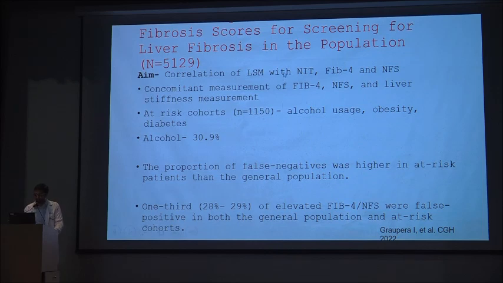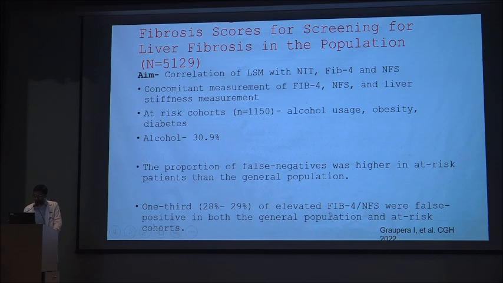This study was based on the correlation of liver stiffness with non-invasive tests, that is FIB4 and NFS. In this study of the general population, they found an intrinsic false negative and false positive estimation of FIB4. The at-risk cohort out of 5,129 was 1,150. Nearly 30% had alcohol-related risk and others had NAFLD-related risk. The proportion of false negatives was higher in the at-risk population as well as in the general population.